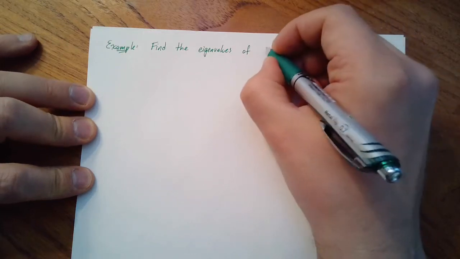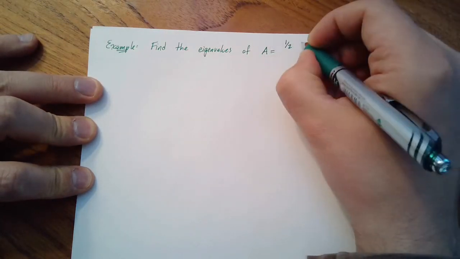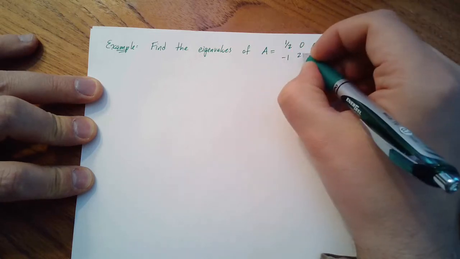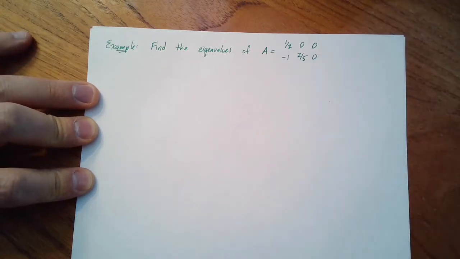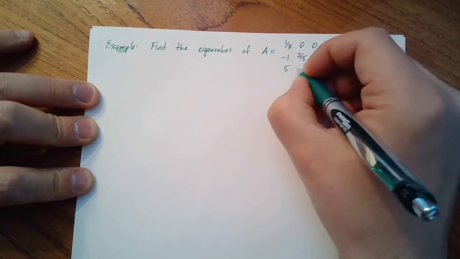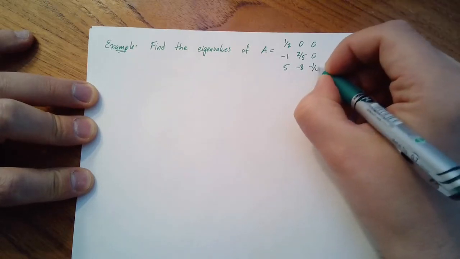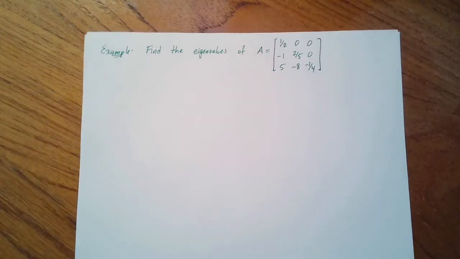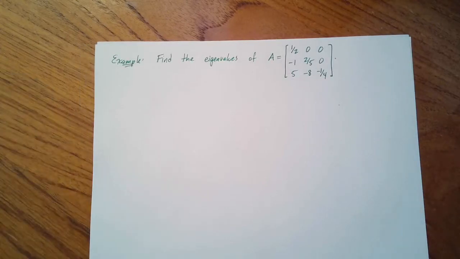of this matrix. So our matrix is given as follows: 1/2, 0, 0 for the first row, negative 1, 2/5, 0 for the second row, and then 5, negative 8, and negative 1/4 for our third row. So that is our 3 by 3 matrix A, and we want to find its eigenvalues. Now there's some fractions in there, so be it.